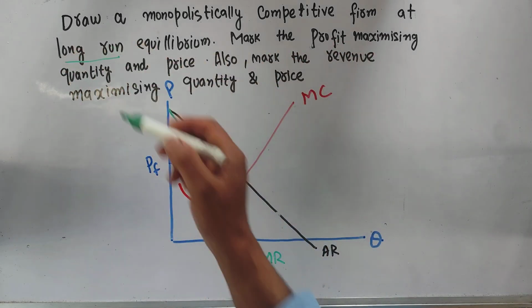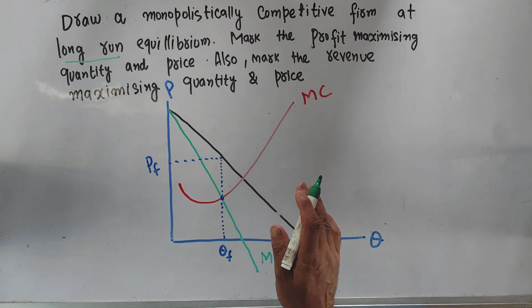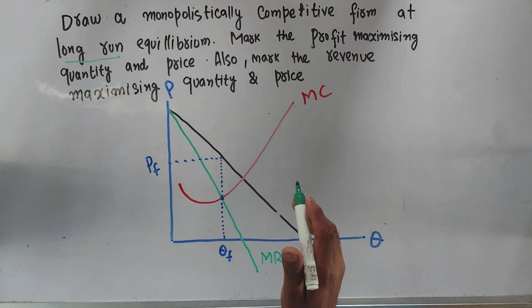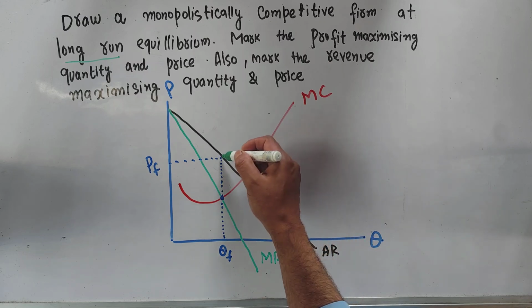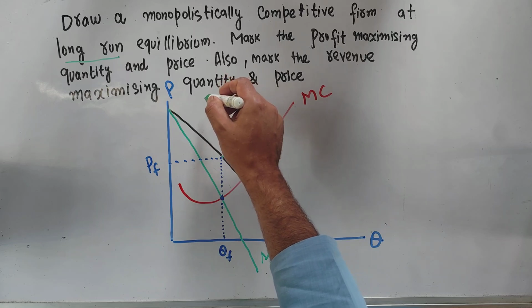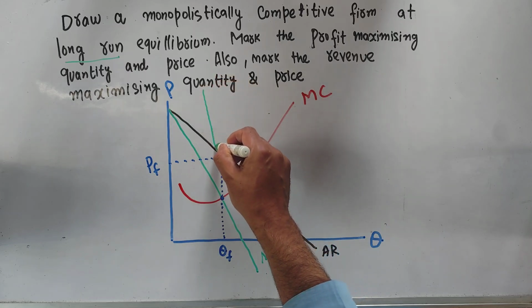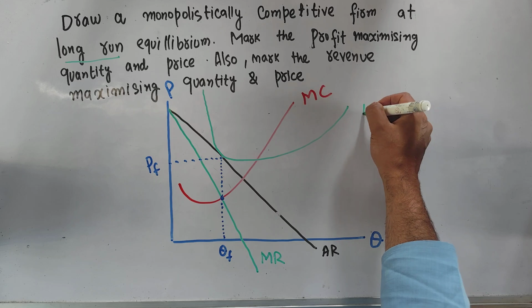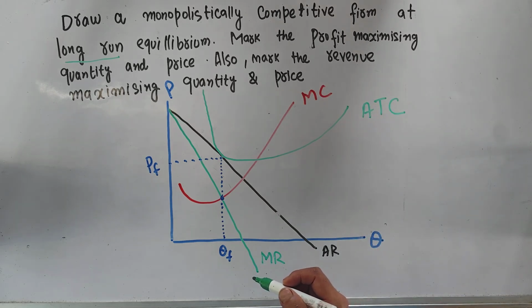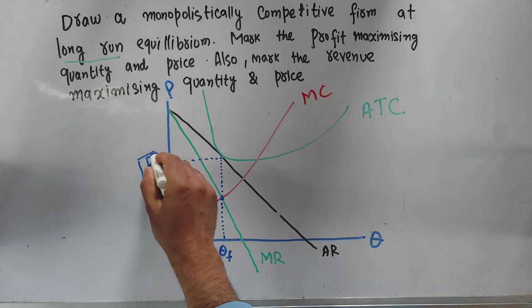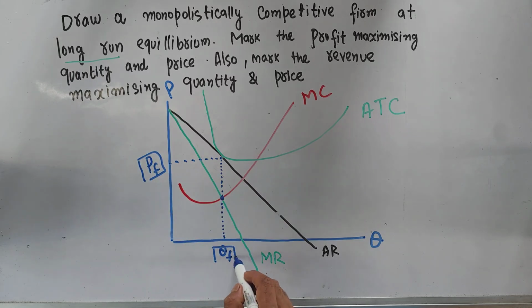Now since the firm is breaking even, we know that we are in the long run. Since the firms are breaking even in this case, we need to draw the average total cost, which is tangent to this point. Let's draw the average total cost here. So our average total cost will look like this. This is our average total cost function. So in this case we can see the equilibrium price is PF and equilibrium quantity is QF.